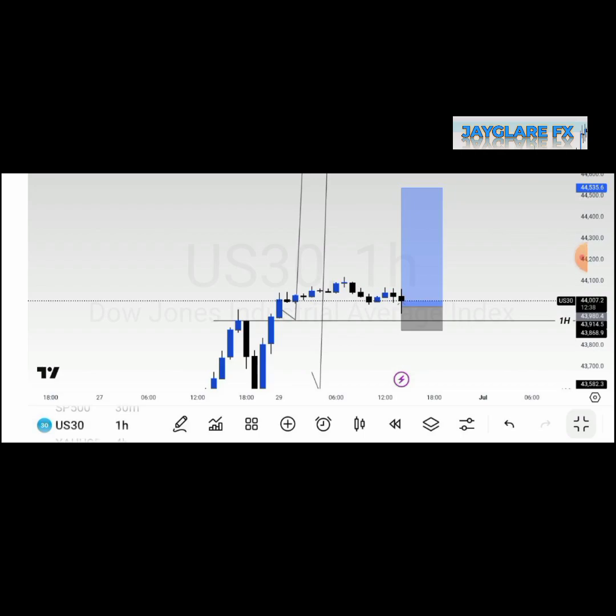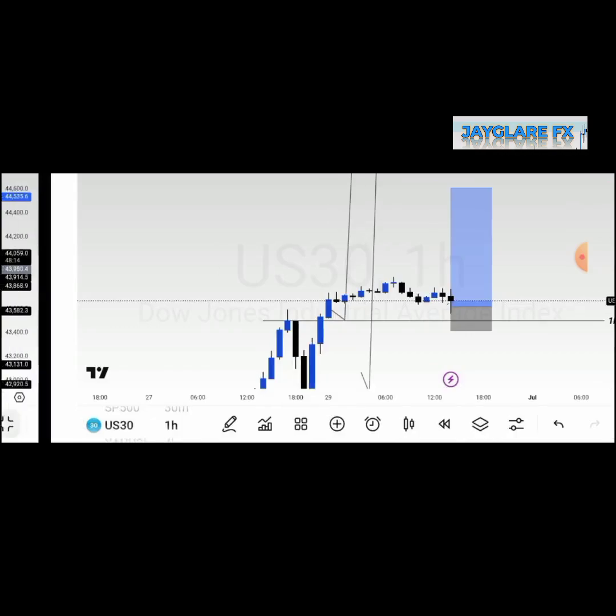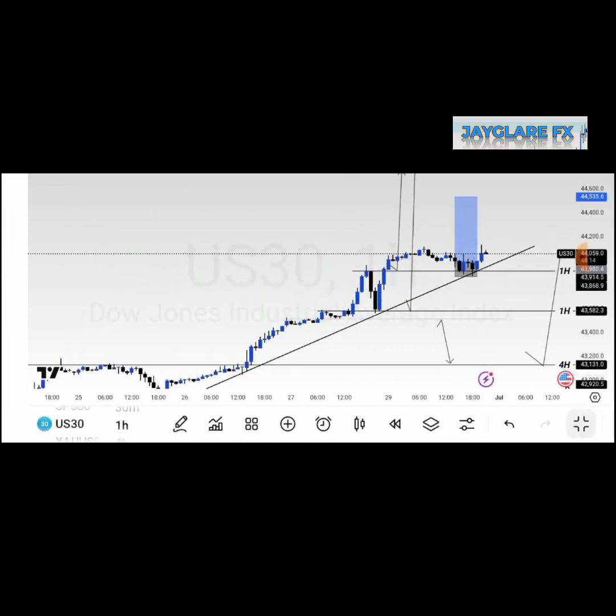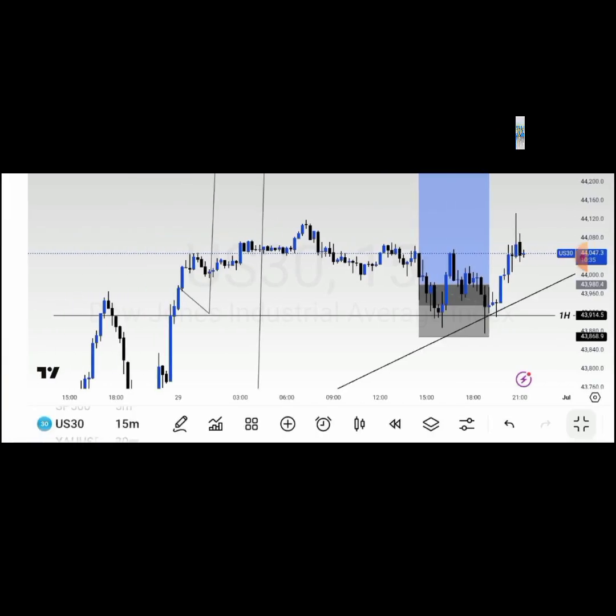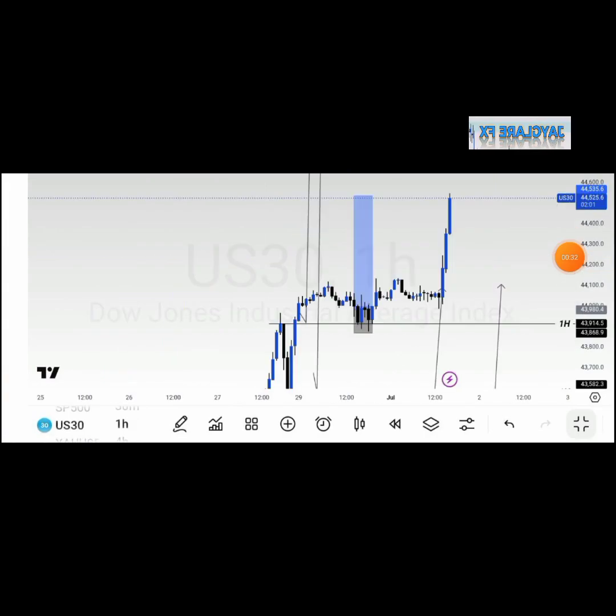This was the point I entered, and this was when it was still driving. It came down as if it was going to hit my stop loss. Look at it, it didn't actually hit. There was an overextension there. And then next, look at the outcome. The market pushed up to my TP, straight 1:5 risk to reward.